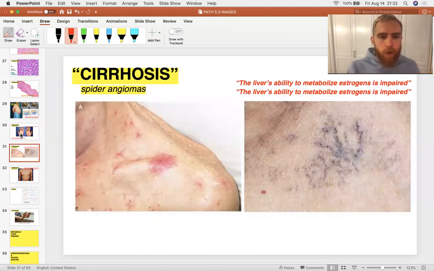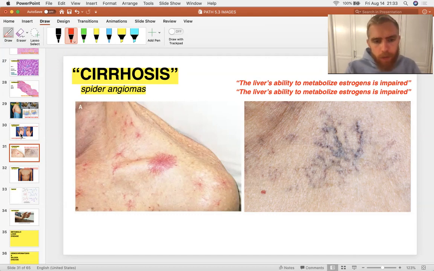Spider angiomas, very similar principle. Estrogen's a vasodilator. Estrogen gets to the skin, your surface capillaries, because your liver's not metabolizing it, and it can cause them to irreversibly dilate. And that would be called an angiectasia, right? Ectasis meaning dilation of, angi meaning blood vessel. And if they're these spider angiomas particularly, then I believe they're called telangiectasias, the tele meaning end or terminus of a blood vessel.